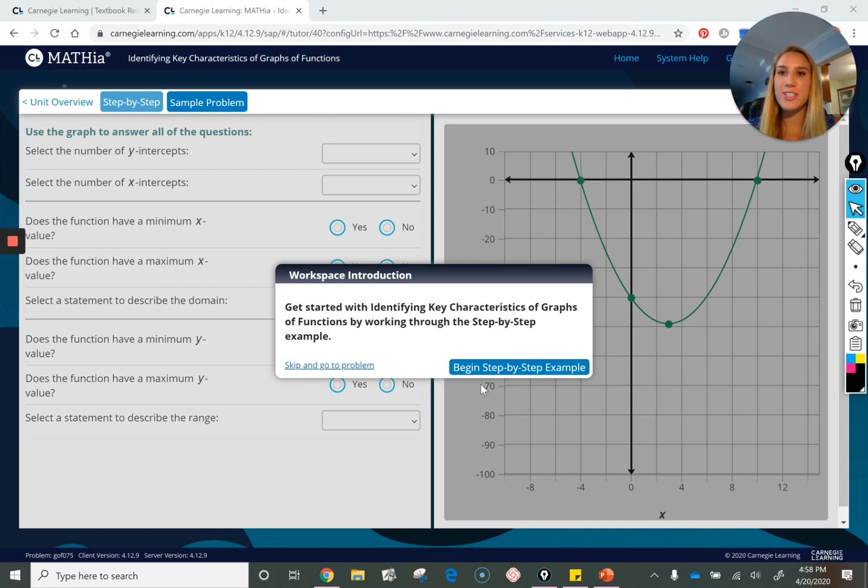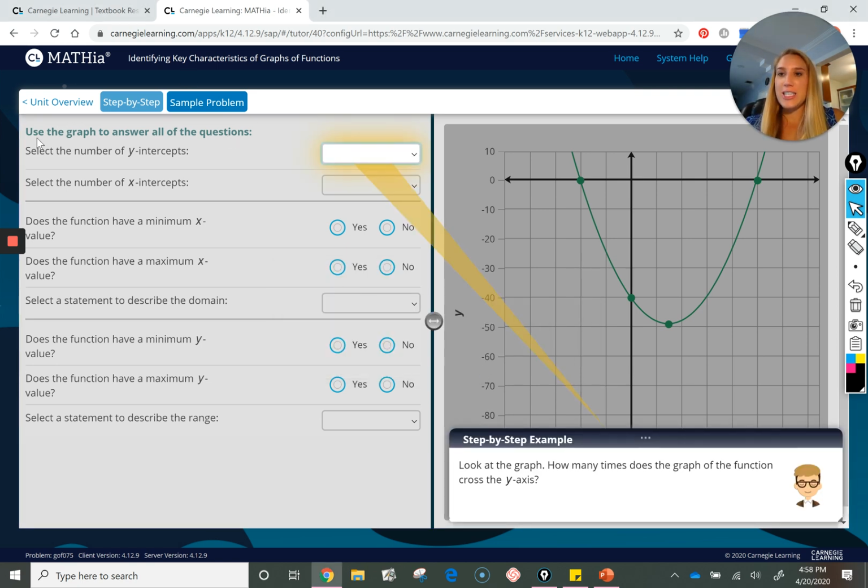Identifying key characteristics of functions. So first things, whenever you launch a workspace and there is a step-by-step example provided, you have to do it step by step so that you're set up for success for all the rest of the workspace. I suggest you take out a piece of paper and a pencil and take a couple of notes on this step-by-step example.